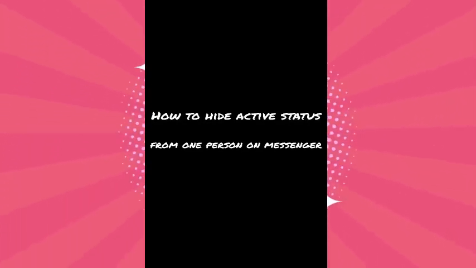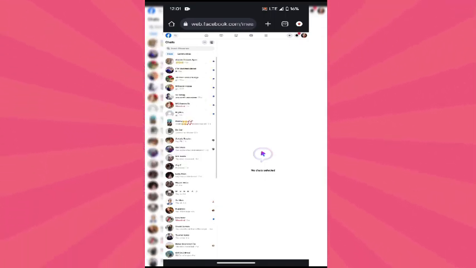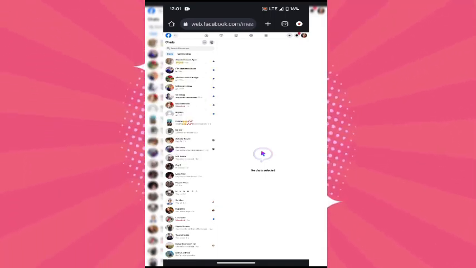In this video, I'm going to show how to hide active status from one person on Messenger. First of all, you need to go to the Chrome browser and log in to your Facebook account. After that, click the 3-dot bar at the left corner.